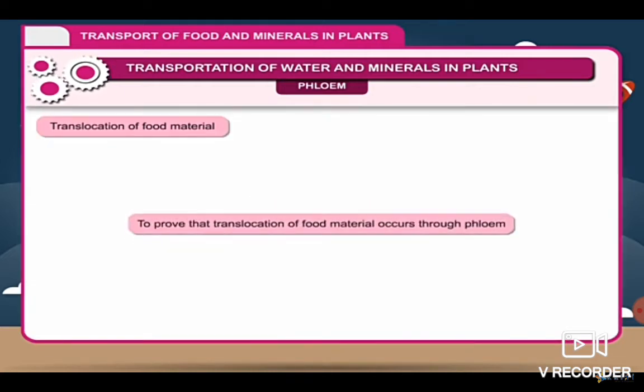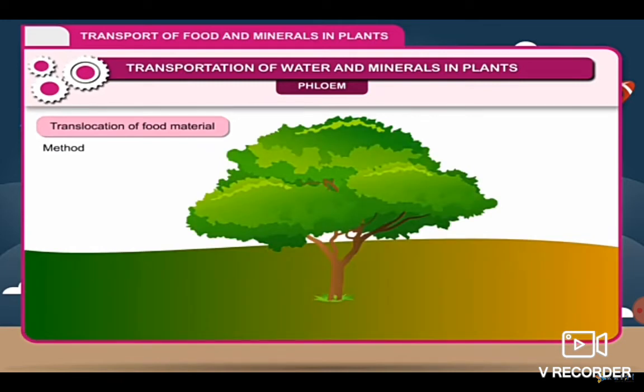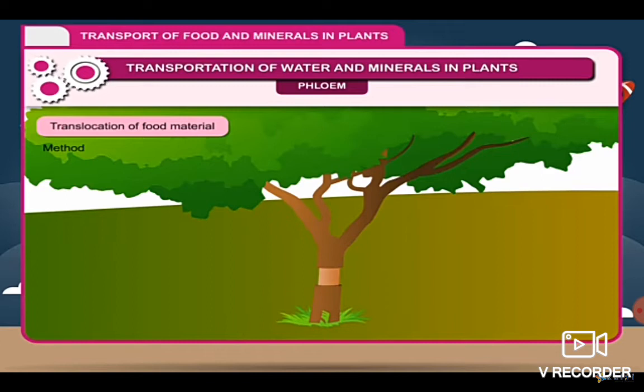Activity. To prove that translocation of food material occurs through phloem. Method. In a woody stem, all the outer parts, that is, the phloem, are removed in the form of a ring. This includes the phloem along with the bark. It is kept moist by keeping a wet cloth around the ring.